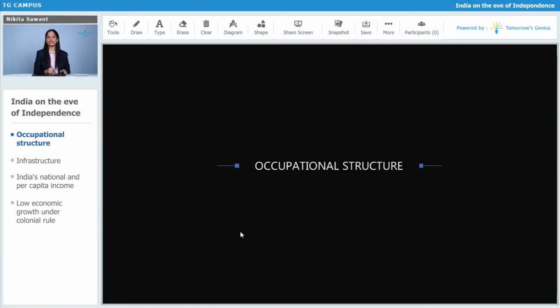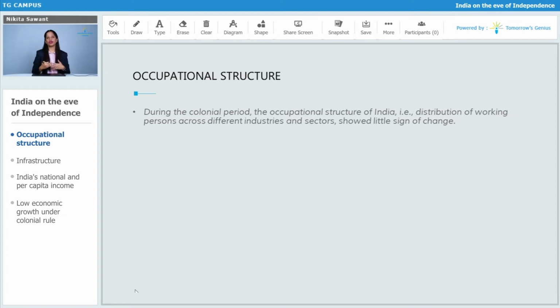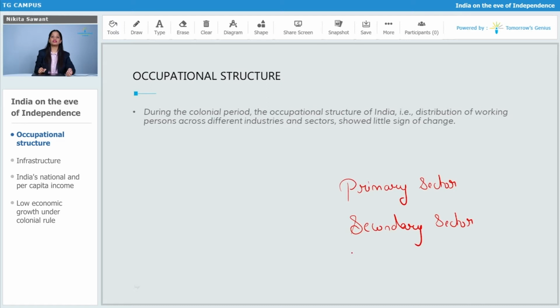Now let us study the occupational structure of India. So we know that every economy has three sectors. The first sector is the primary sector. Primary sector usually comprises agriculture and other related activities. The next sector that we have is the secondary sector, which comprises manufacturing. And the last sector that we see is the service sector.